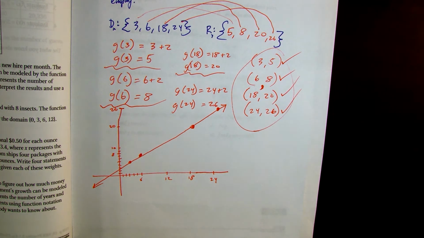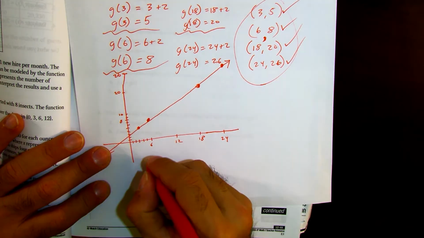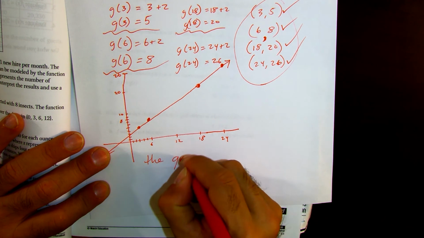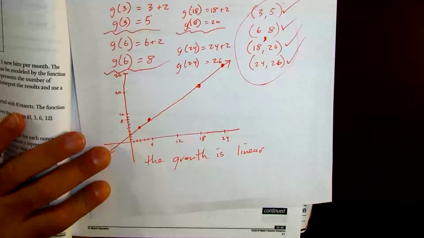Okay, we did all the points after evaluating. And then when I look at this, some things I could say about this, interpreting it, is the growth is linear. You could say that.